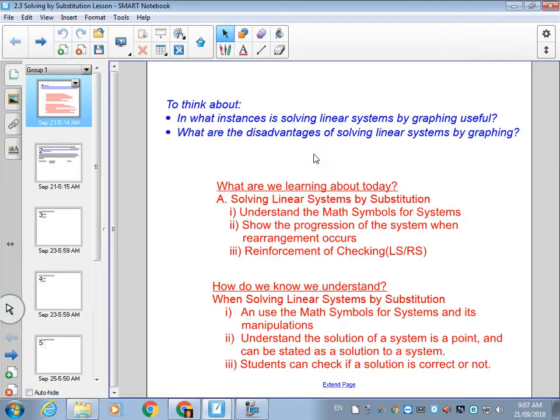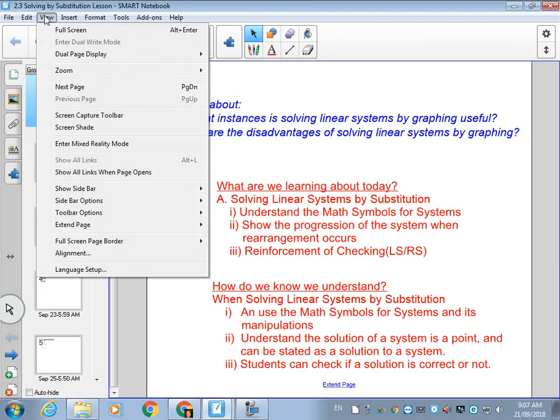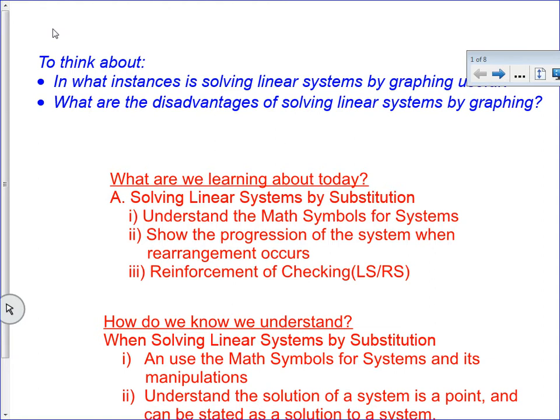The lesson is called Solving by Substitution. When we solve by substitution, we're learning how to solve linear systems by reinforcing what we learned yesterday. We're going to understand the symbols for the substitution, and then show the progression of the system when rearrangement occurs. Then we're going to reinforce the checking one more time.